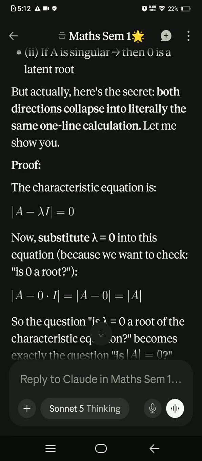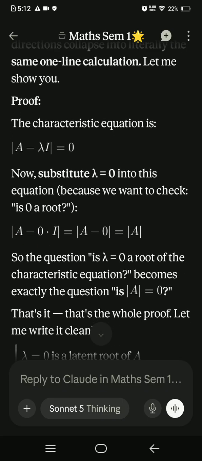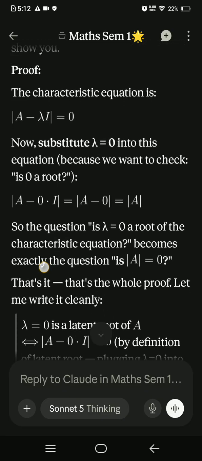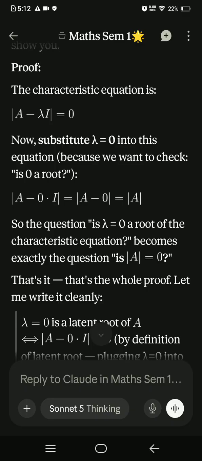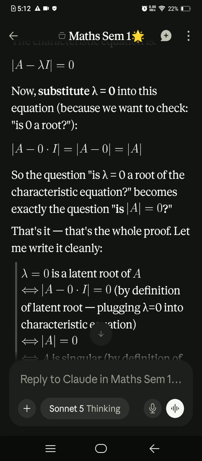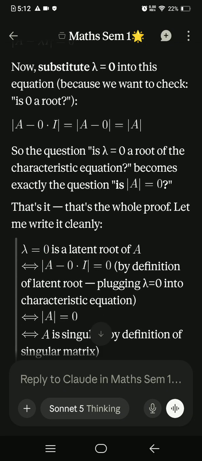So 0 is a root. The question, is lambda equals 0 a root of the characteristic equation, becomes exactly the question, is the determinant of this matrix equal to 0? That's it. That's the whole proof. Let me write it cleanly.